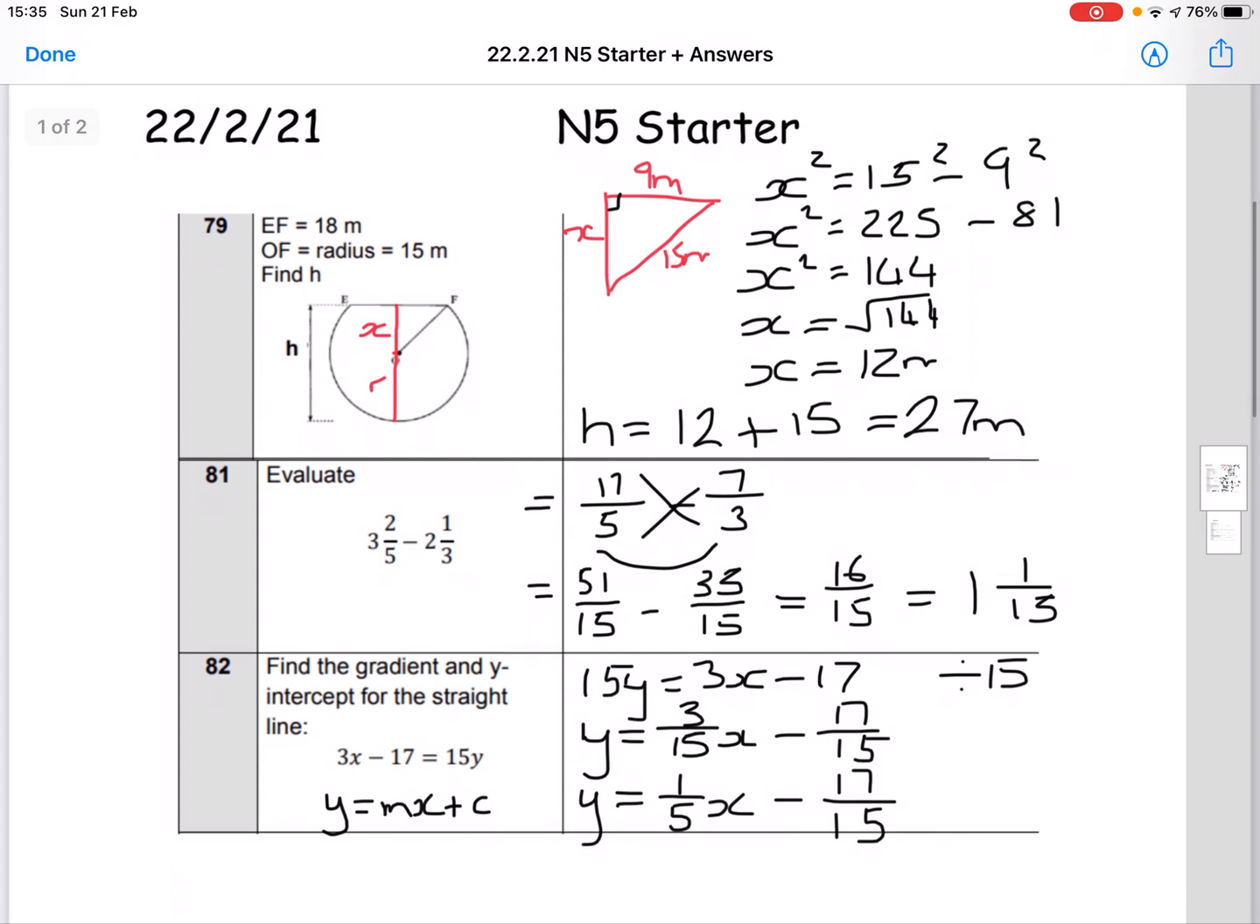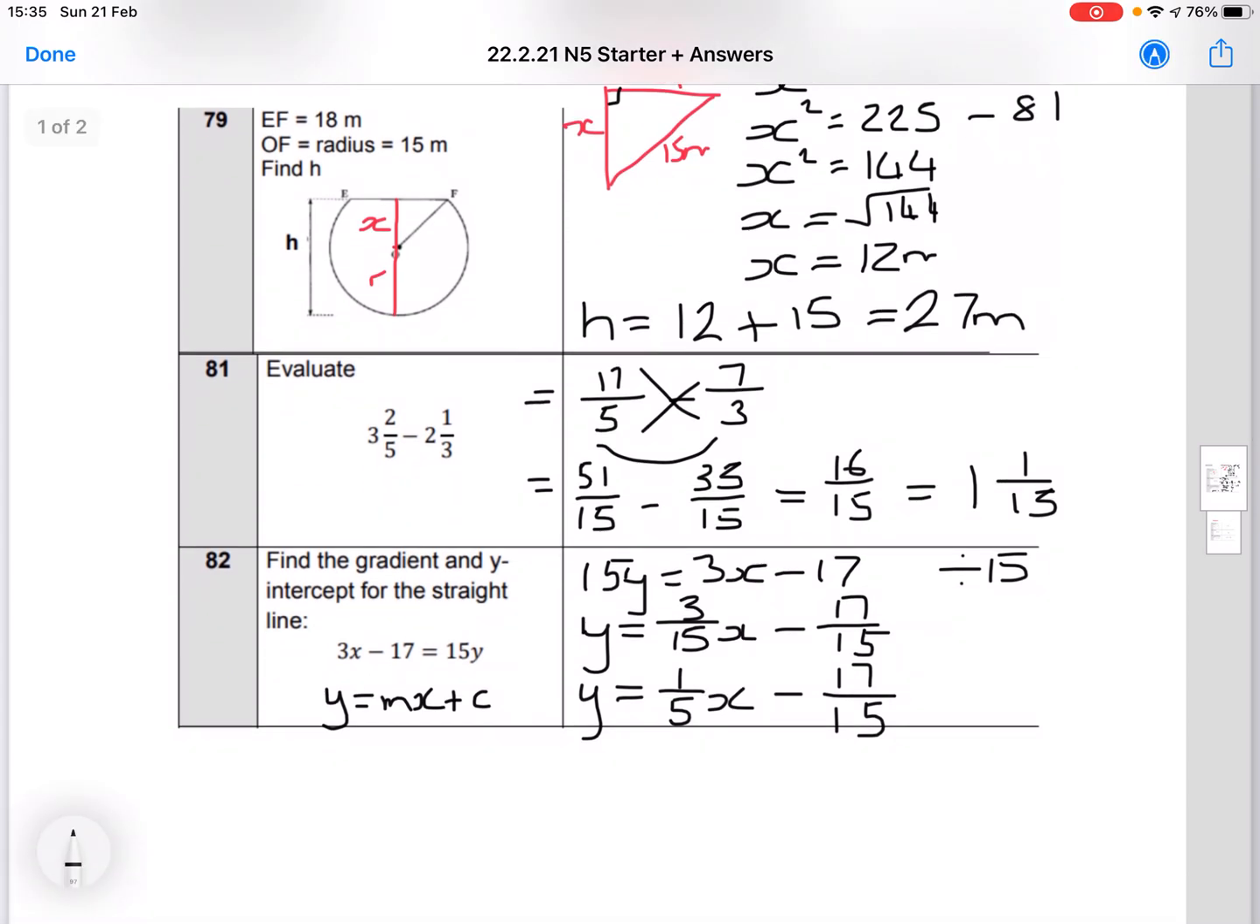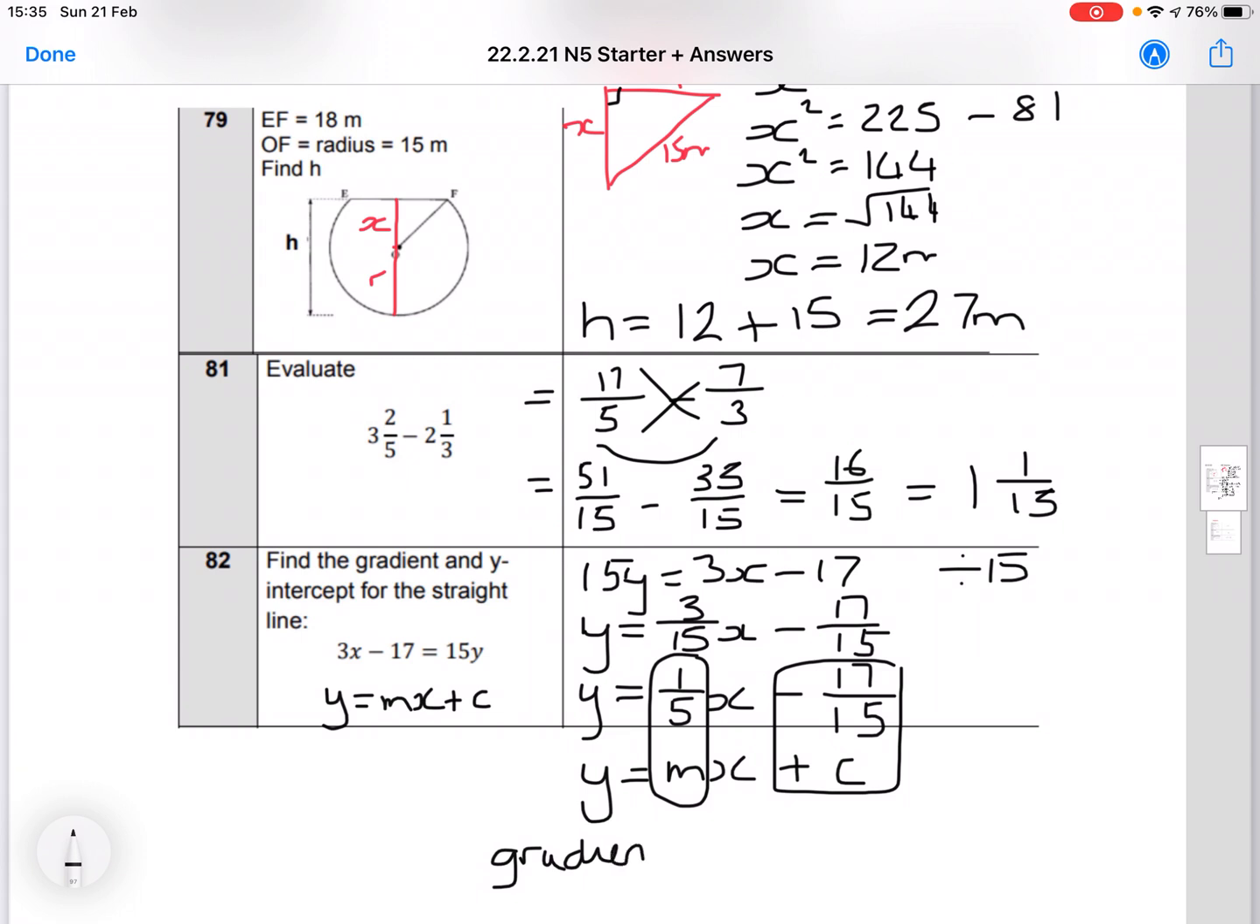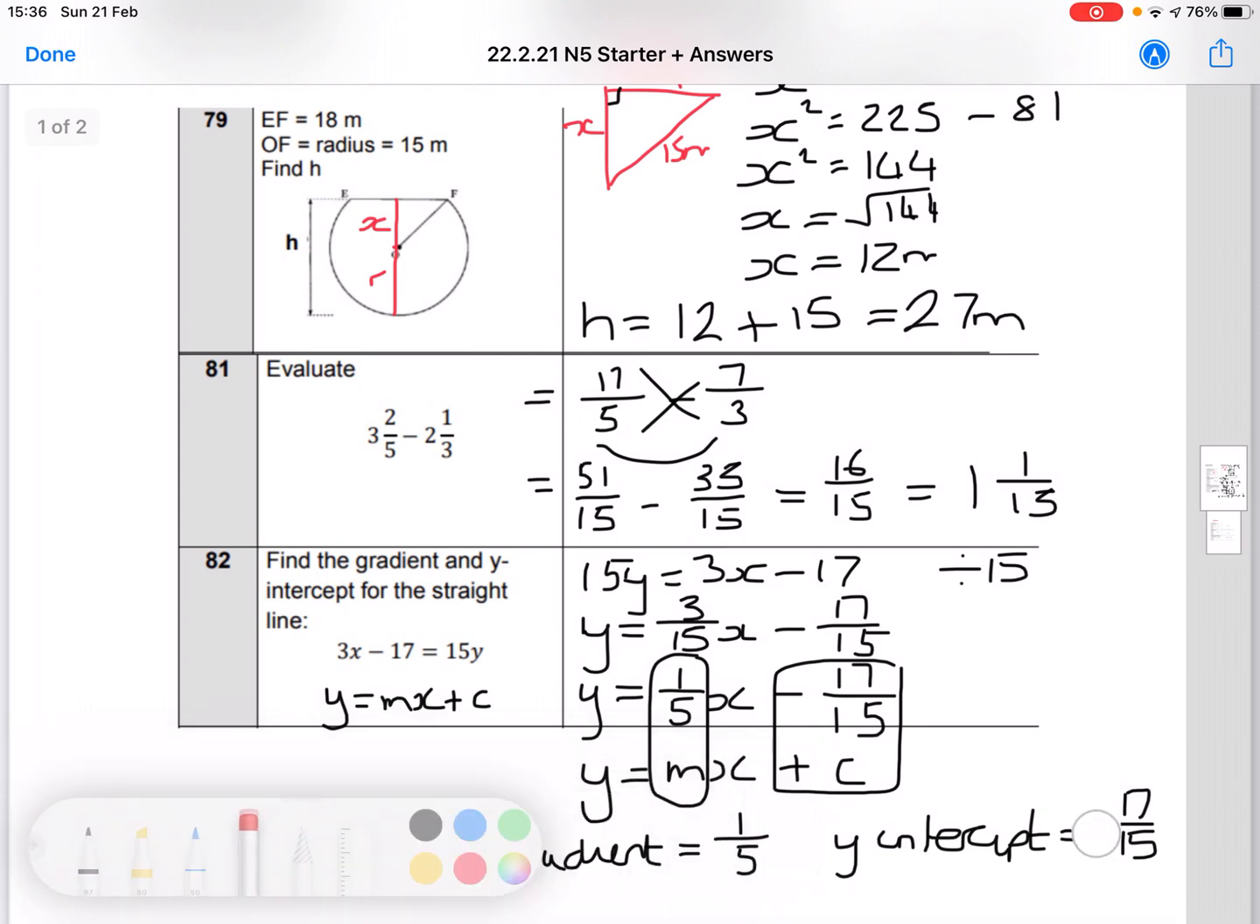So you're asked to identify the gradient and the y-intercept. So now that that is in the form mx plus c, you can see that your gradient is the number in front of the x term, and your y-intercept is the number on the end. So you would need to just answer the question. So gradient equals 1 over 5, or you could write m equals 1 over 5, and y-intercept is minus 17 over 15. You could also just write c equals there if you wanted to.